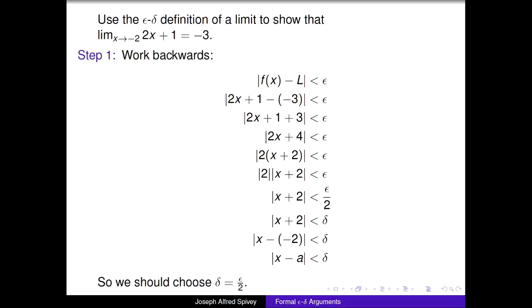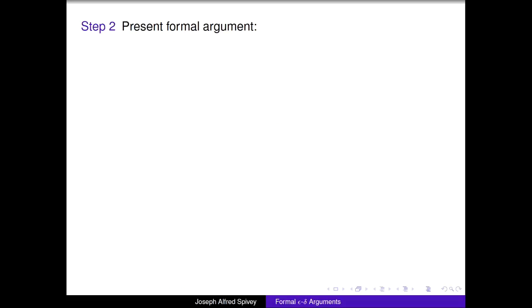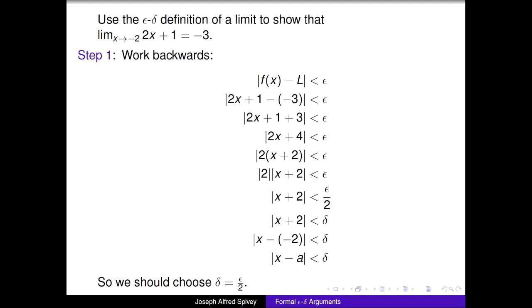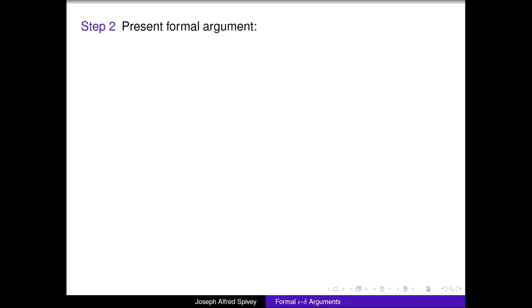All right? So that's the conclusion of step 1. Let's go to step 2. In step 2, we want to present our formal argument. So we're going to go through step by step what the statements in that formal argument are going to look like. So first, we'll let epsilon be a positive number.